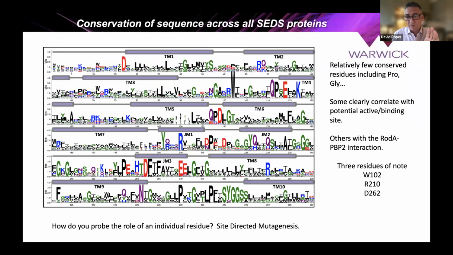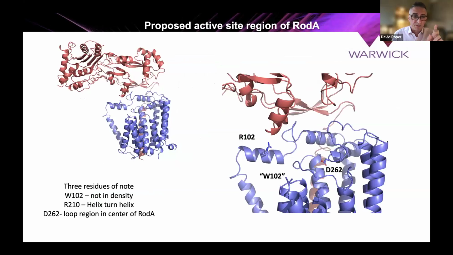So here's some work that we have published and are still pursuing in and around all of these SEDS proteins. I'll draw your attention to three residues: the tryptophan at position 102 in the E. coli structure, an arginine at 210, and an aspartate residue at 262, which are important. The W102 residue is unfortunately not in our density. It's on a mobile helix. Arginine 210 is on this helix-turn-helix motif that I pointed out a moment ago. And aspartate 262 is in a loop region adjacent to what we think is the active site of RodA, and was previously identified by a group of researchers at Harvard who did the comparable thermophilus structure of RodA and RodA-PBP2.